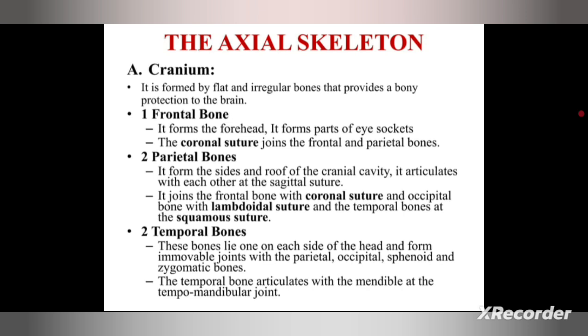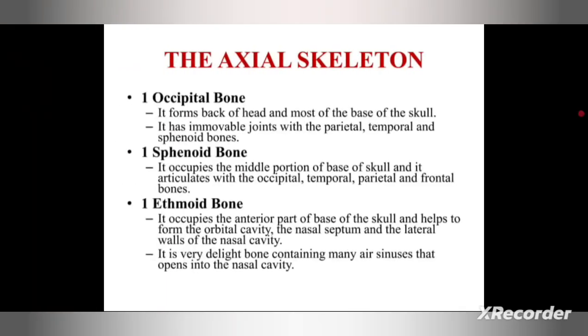Now, two temporal bones. These bones lie one on each side of the head and form immovable joints with the parietal, occipital, sphenoid, and zygomatic bones. The temporal bones articulate with the mandible at the temporomandibular joint. One occipital bone. It forms the back of the head and most of the base of the skull. It has immovable joints with the parietal, temporal and sphenoid bones.